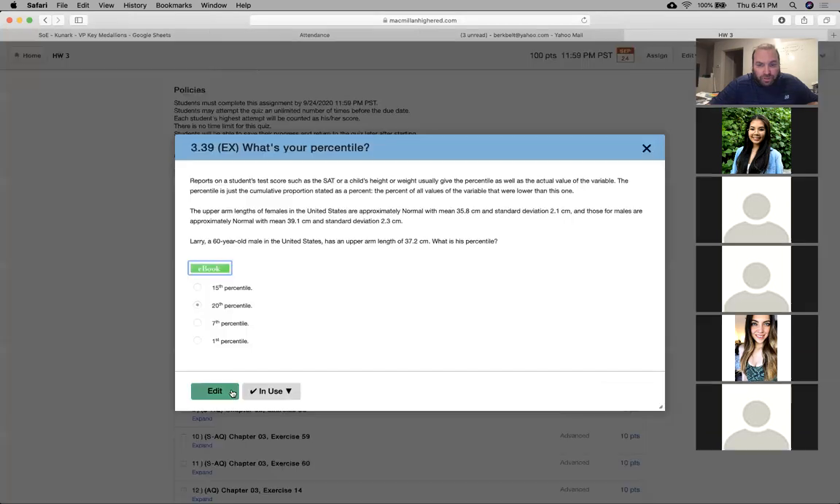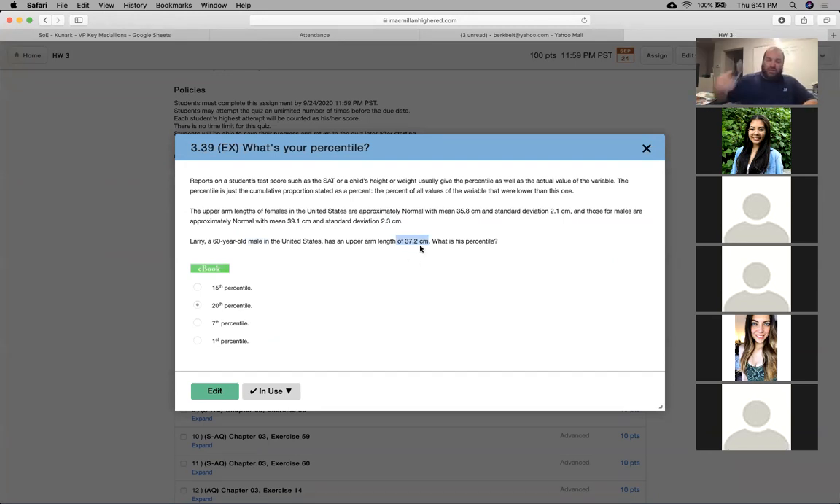What's your percentile? Reports on students' scores. Okay, so here we go. Approximately normal, that's important. That's the mean, 35.8. That's a deviation, 2.1. That's for females. And for males, it's also normal, different mean, different deviation. Larry, a 60-year-old male, so we're going to want to use the male one, has an upper arm length of 37.2. So the question is, what percent is less than 37.2?